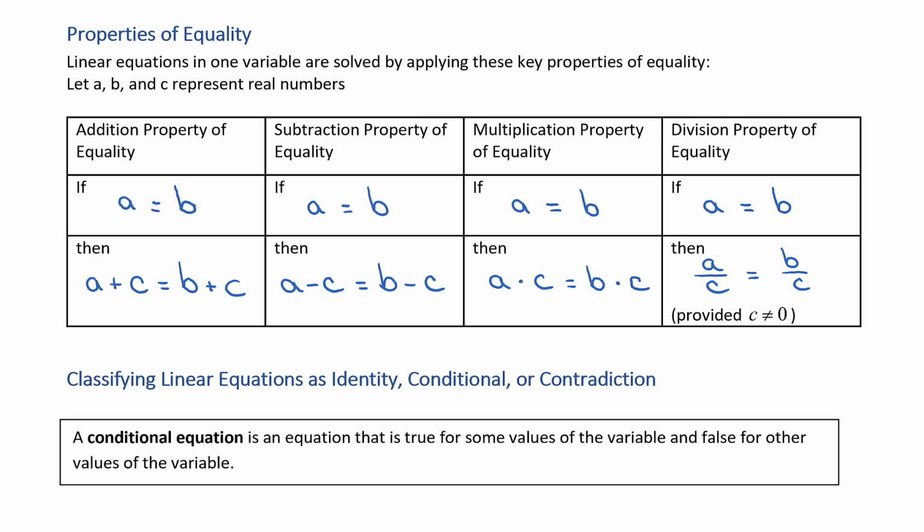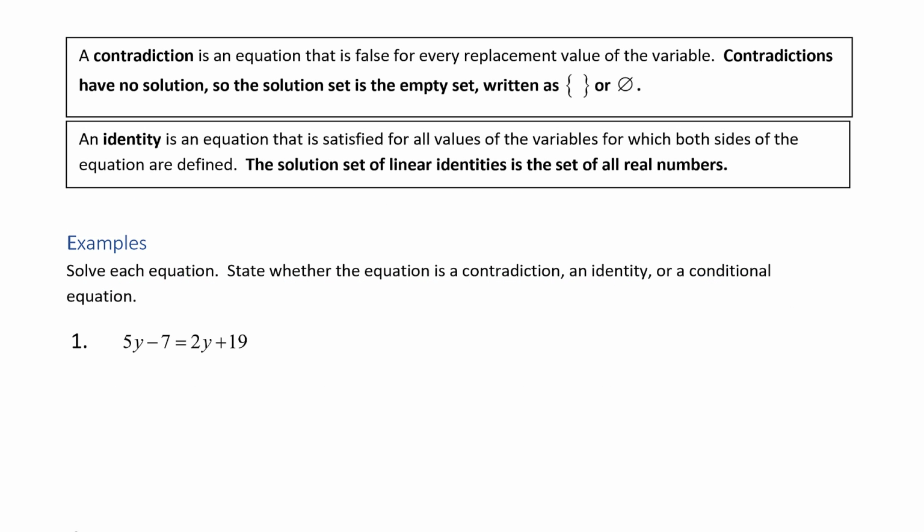Let's go on to classifying linear equations as identity, conditional, or contradiction. A conditional equation is an equation that is true for some values of the variable and false for other values of the variable. A contradiction is an equation that is false for every replacement value of the variable. Contradictions have no solution, so the solution set is the empty set, written as an empty set of braces or a 0 with a slash through it.